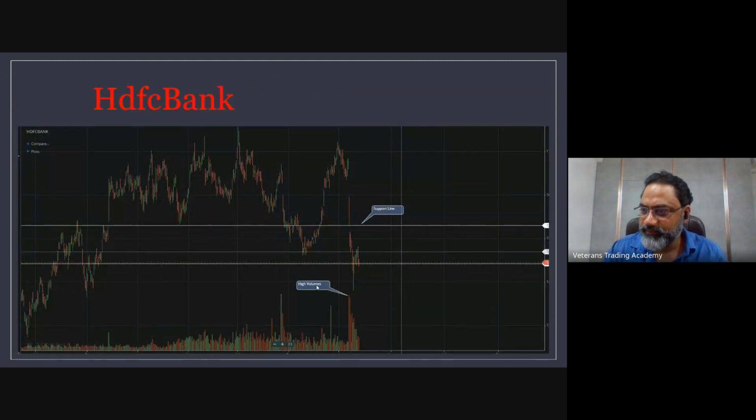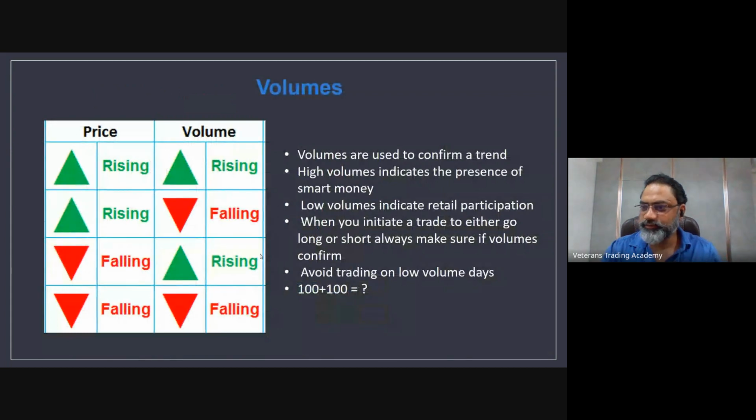I'll just cover the chart once. So what happens? Suppose the price is rising and volumes are also rising. So it's a positive sign. But suppose price is rising, but volumes are not rising or are falling. So it means that chances are the price up move may not sustain. Similarly, if price is falling and volumes are also rising, the chances are that the trend will continue. But if price is falling and volumes are also falling, chances are that the downward move may not sustain for a long time.